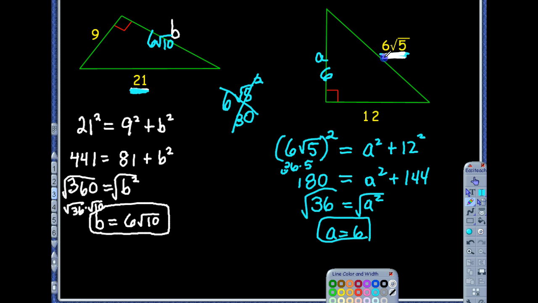Something that I often do, I know radical 5 is a little bit bigger than 2 because radical 4 is 2. So it'd have to be a little bit bigger than 2. So 6 times something a little bit bigger than 2 has to be bigger than 12. All right, so that's another way you can think of that.